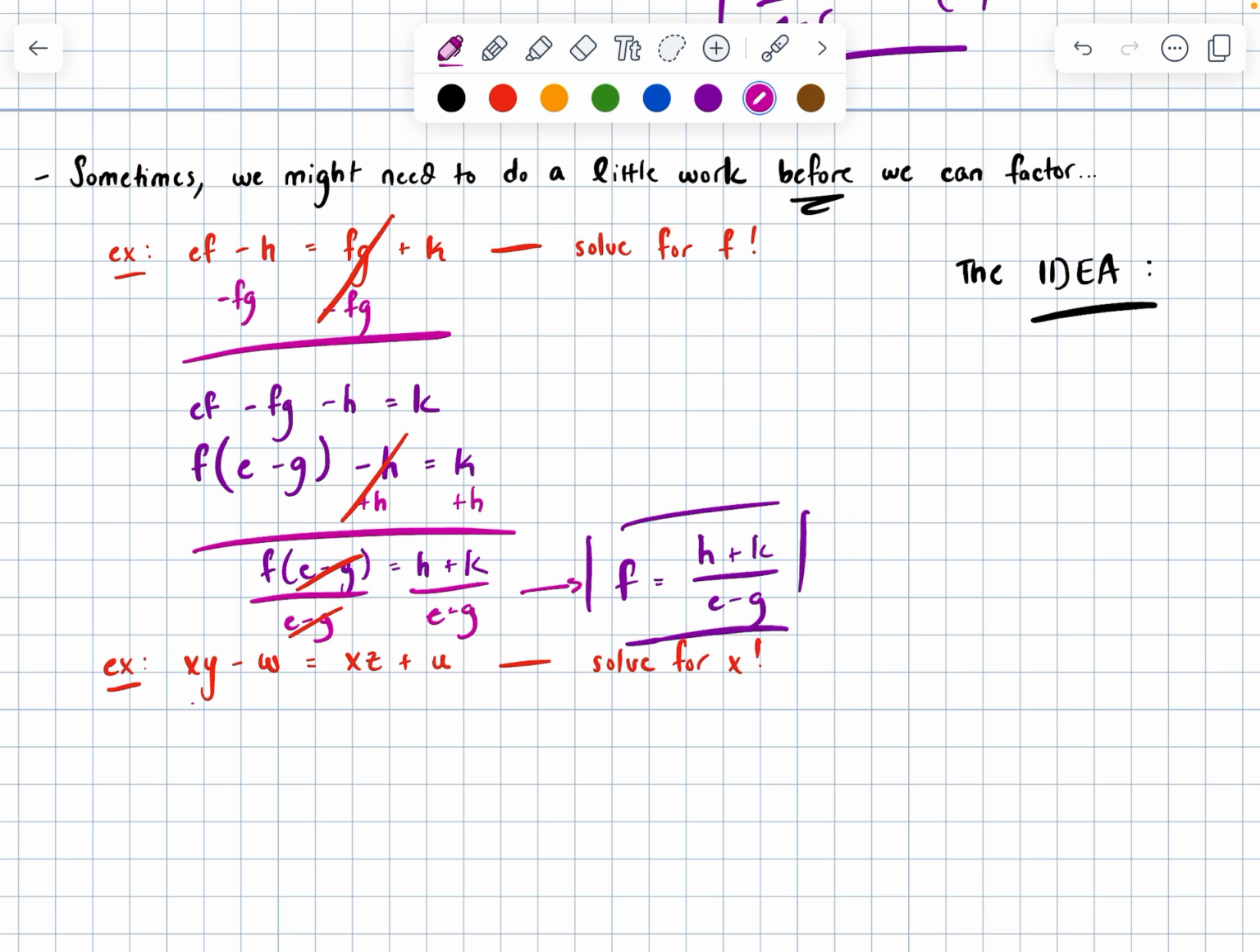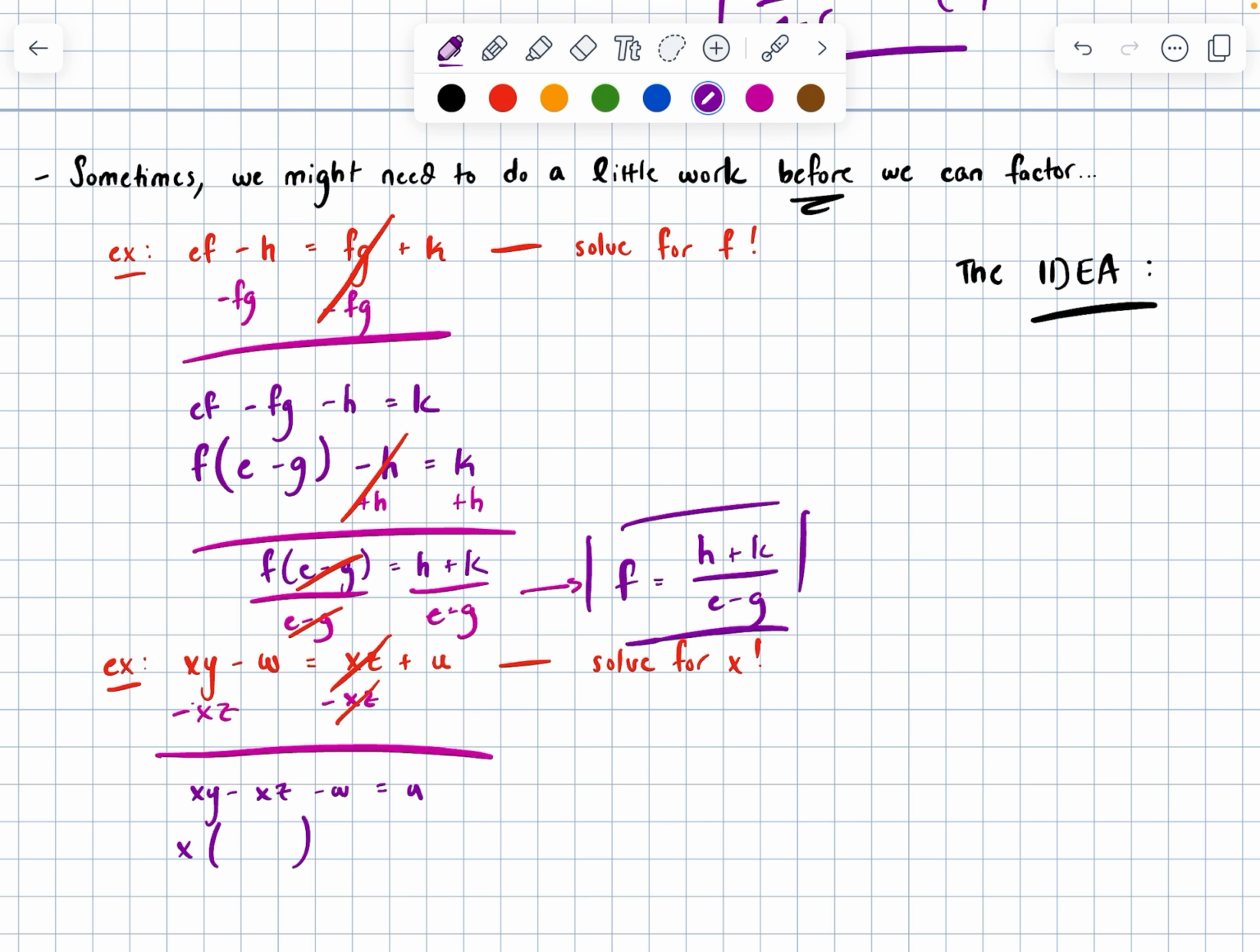Okie dokie. Well, again, maybe I want to move everything over to the right. I could move it over to the left. It doesn't matter. I'll move it over here. Let's subtract xz from both sides. I want to get all of my x's on the same side. Xy minus xz minus w equals u.